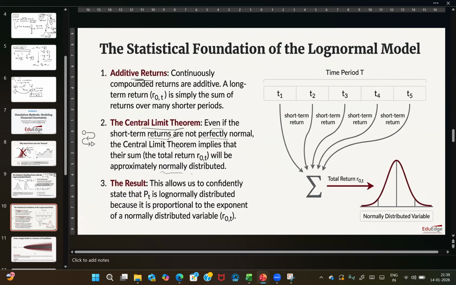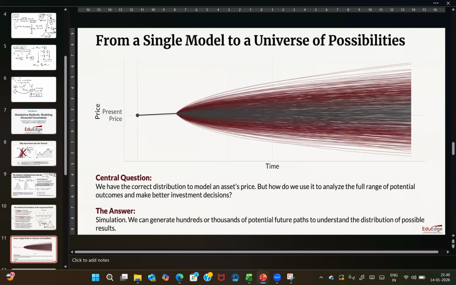And that's how it looks. So total return can be modeled as normally distributed. And if you invert that, or rather you take the log of that, or rather look at the price, you will end up getting the price as log normal distribution.